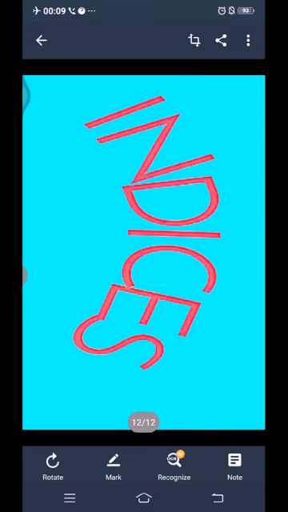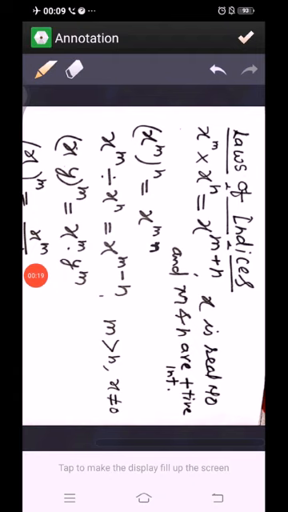First of all, let us learn some rules of indices. So now here we have laws of indices. First you see x power m into x power n, that is equal to x power m plus n. Here we are doing the product. Bases are same, powers are different. Then on multiplication both powers will be added, where x is a real number and m and n are positive integers.